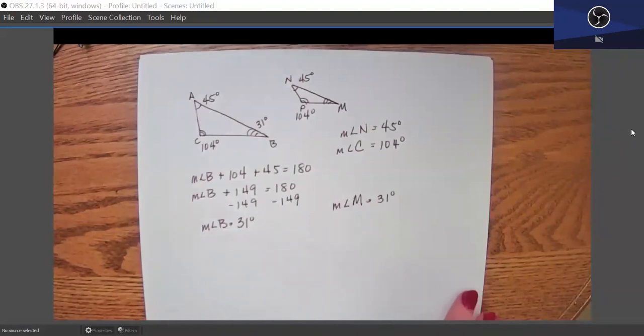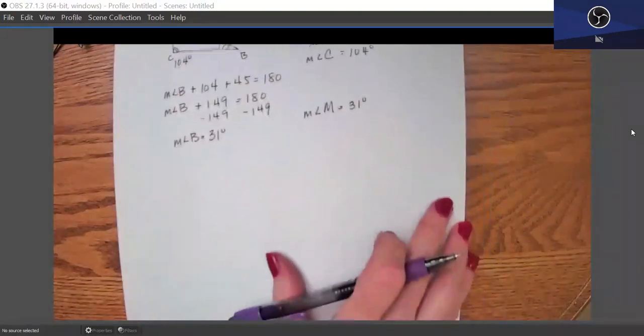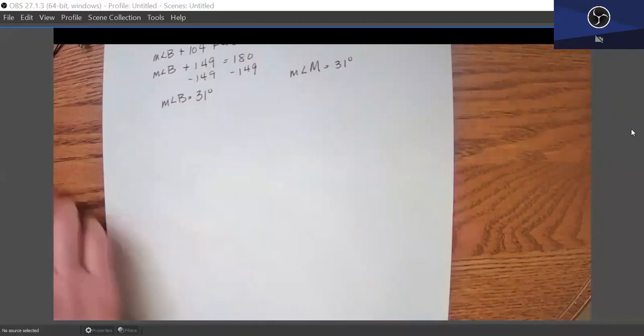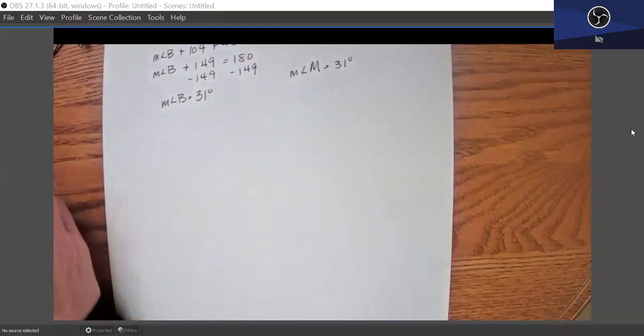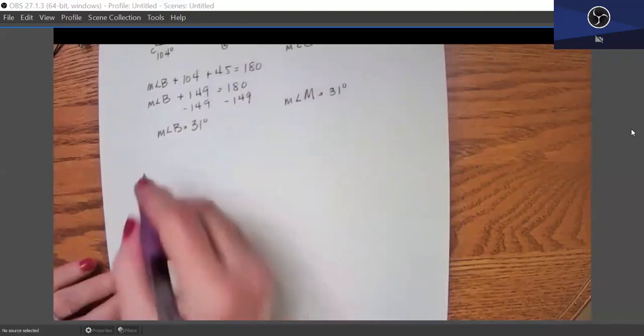Let's look at example 4 on page 132. Here we have triangle ABC and triangle DEF are similar. Same shape, but not the exact same size.